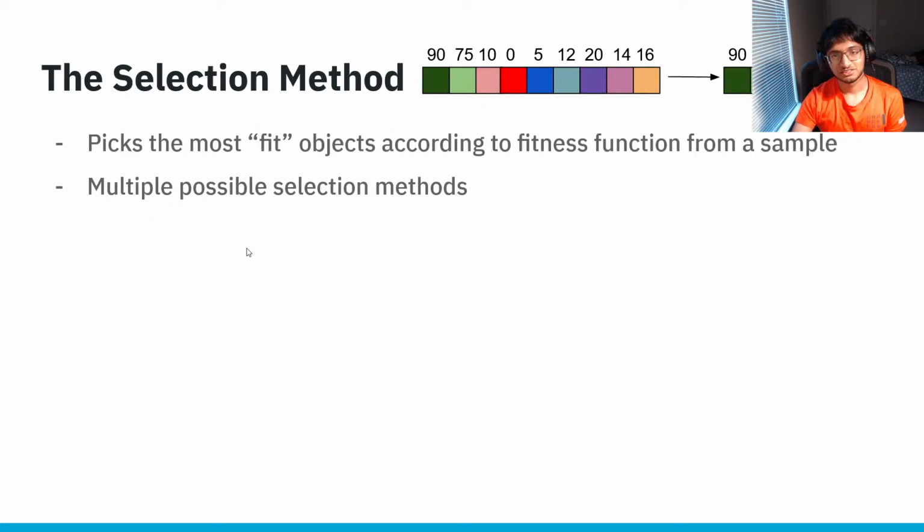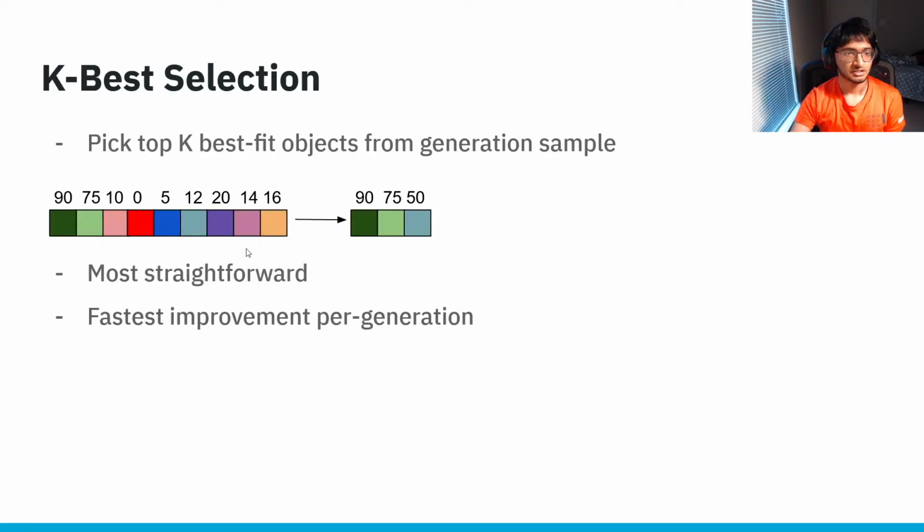And then the selection method. This picks the most fit objects according to the fitness function from a sample. So you have multiple possible selection methods. The first one, the one that we used, was k-best. So k-best is where you pick the top k, the best three objects from a generation sample. So here we picked the top three. It's the most straightforward, fastest improvement per generation. Every generation, you just cut off the bad ones. Just keep doing it over and over and over.